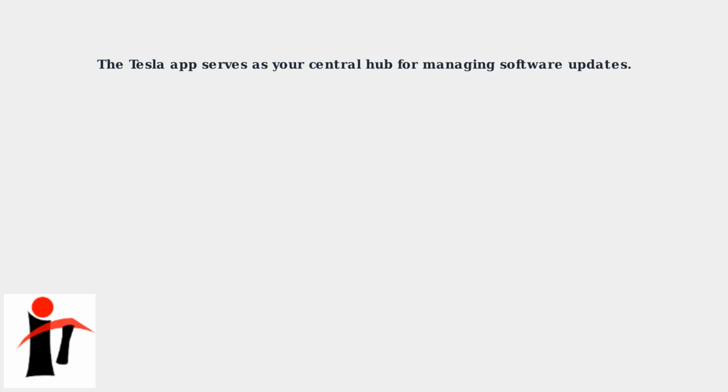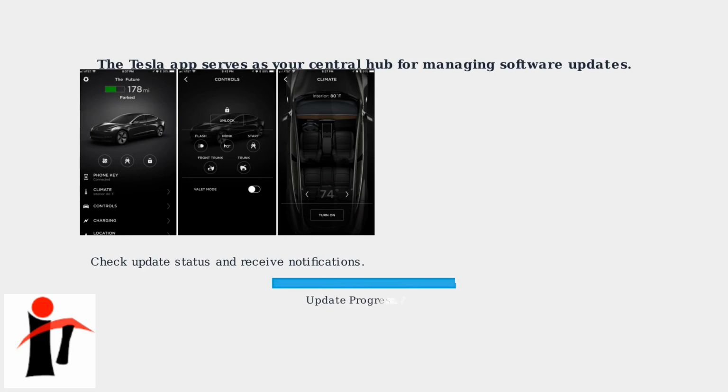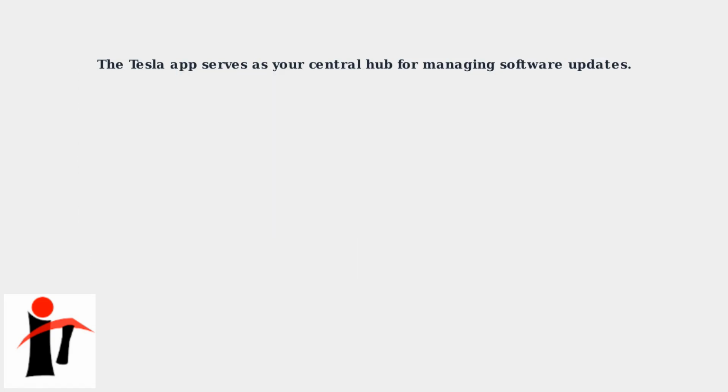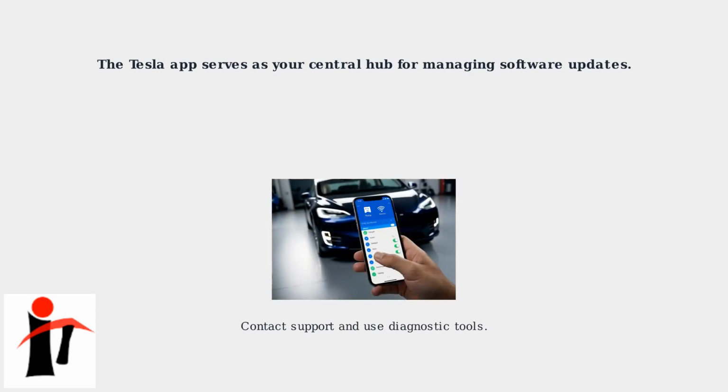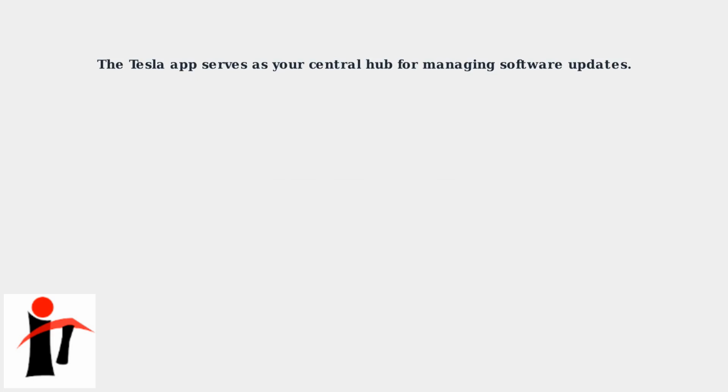The Tesla app is crucial for managing software updates. It provides a comprehensive interface to monitor your vehicle's update process from your smartphone. Use the app to check the current update status, view available updates, and receive notifications when new software is ready to download or install. You can schedule installations to occur at convenient times, ensuring your vehicle is ready when you need it. The app includes diagnostic tools to help identify issues and contact Tesla support for troubleshooting assistance. If you encounter connectivity issues, create a mobile hotspot on your phone to complete the update process.